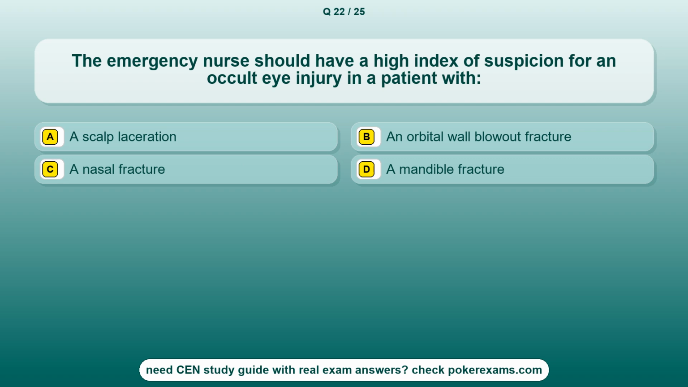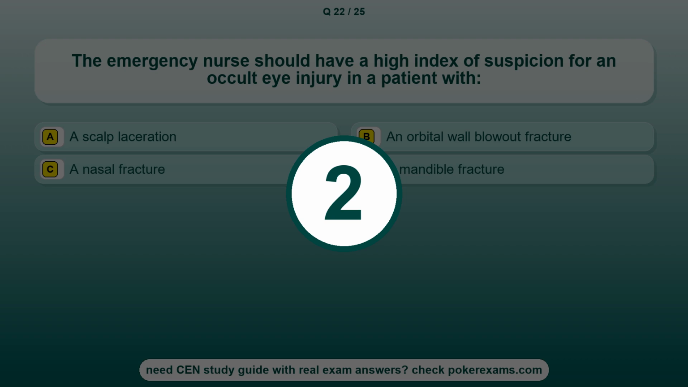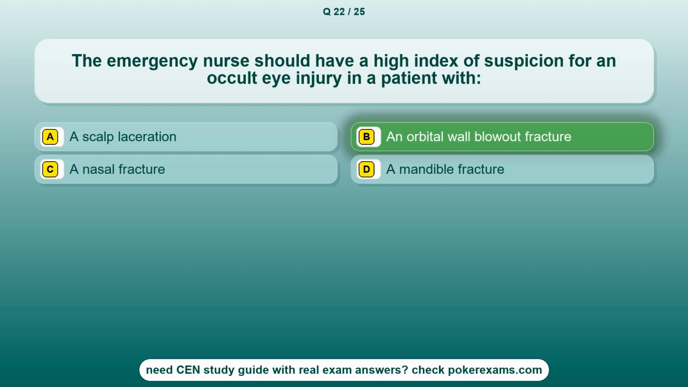Question 22. The emergency nurse should have a high index of suspicion for an occult eye injury in a patient with option A, a scalp laceration. Option B, an orbital wall blowout fracture. Option C, a nasal fracture. Option D, a mandible fracture. The correct answer is option B, an orbital wall blowout fracture.